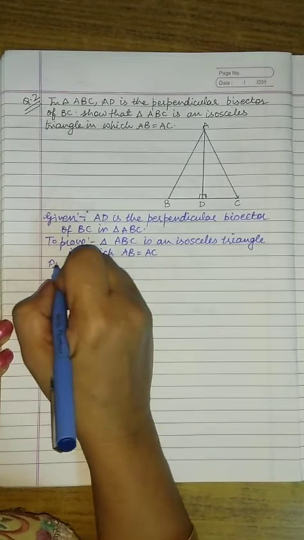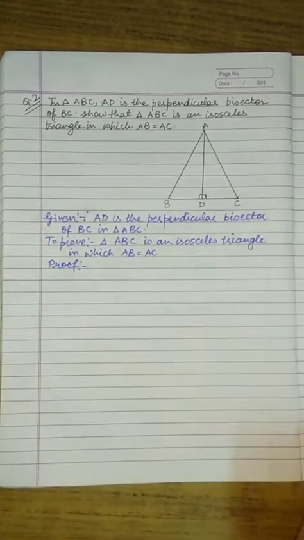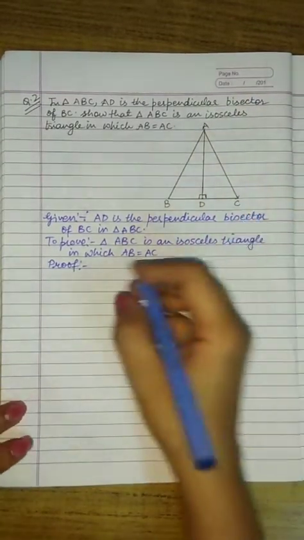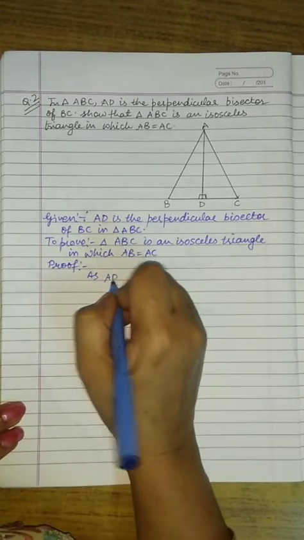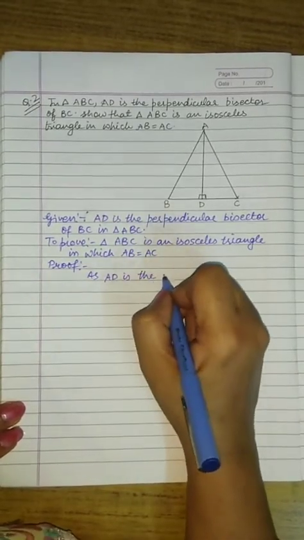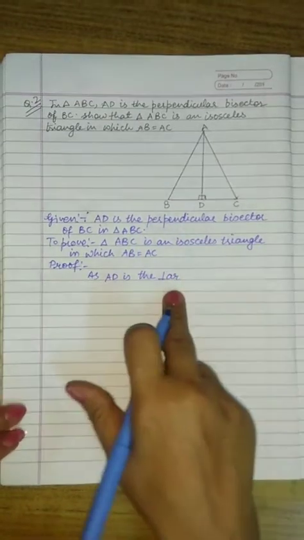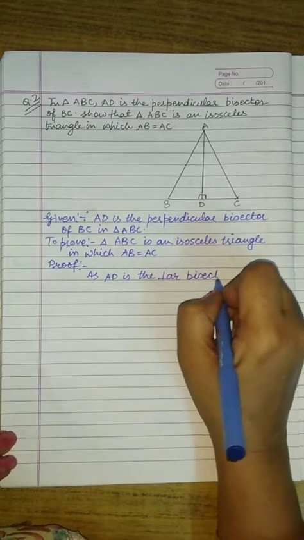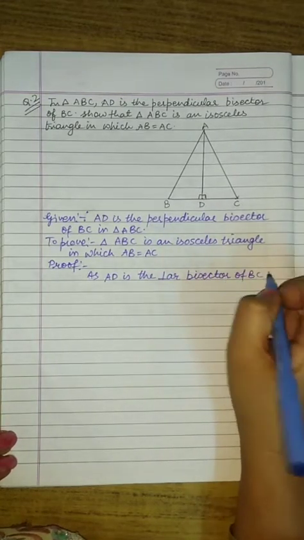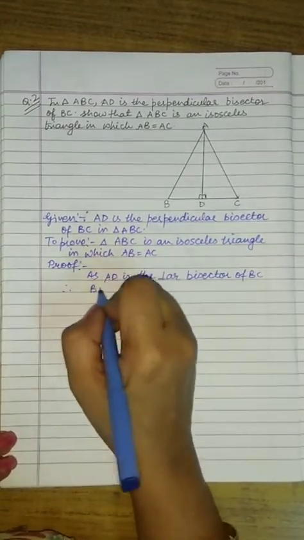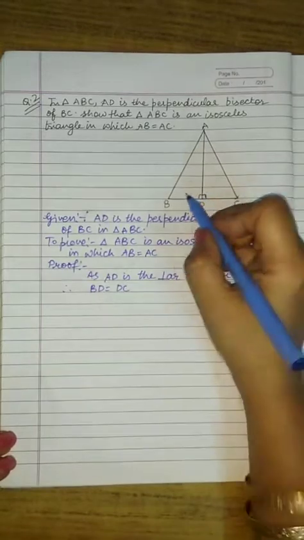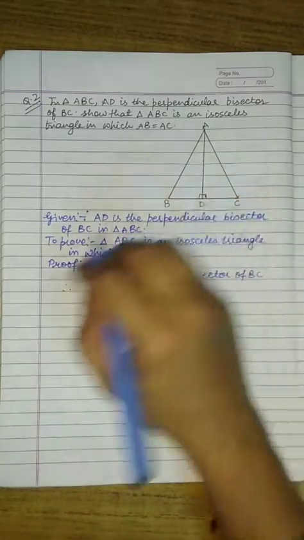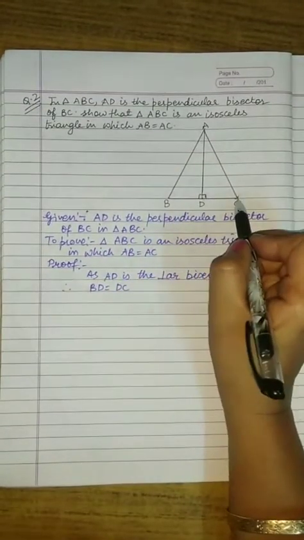Now how are we going to prove? See, in this question we are given AD is a perpendicular bisector of BC. So we will write AD is the perpendicular bisector of BC, you can use the short form of perpendicular. Therefore BD is equal to DC. So it is dividing this side of triangle ABC into two equal parts. So BD will be equal to DC.